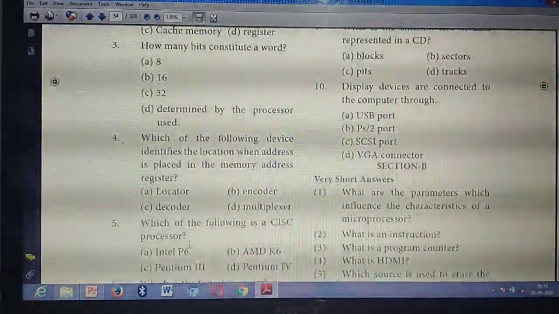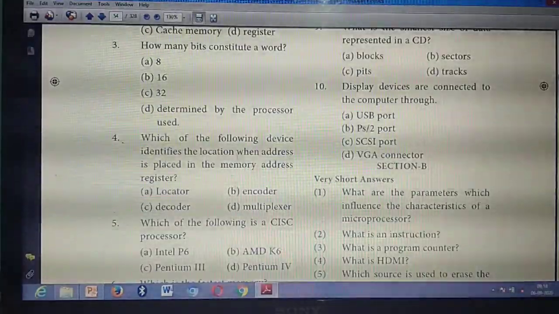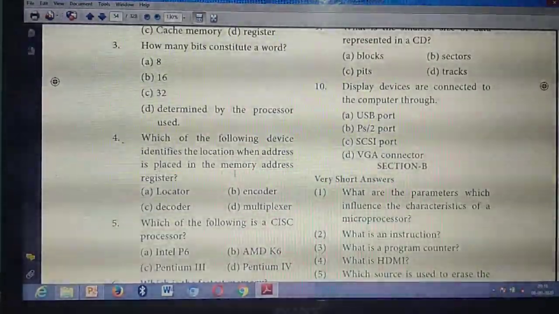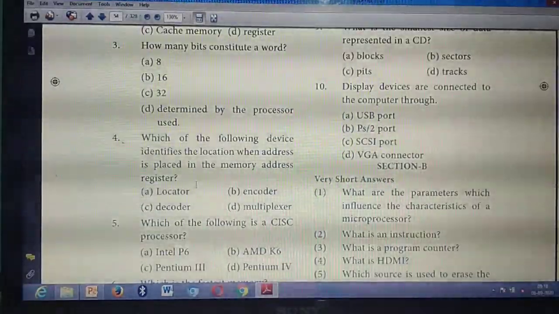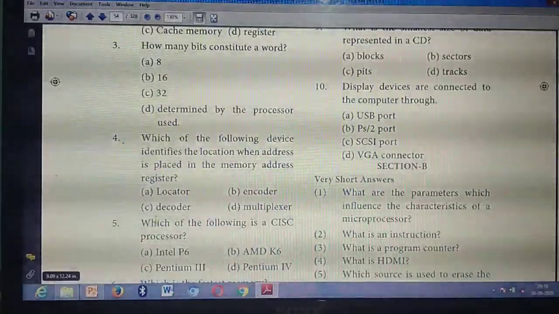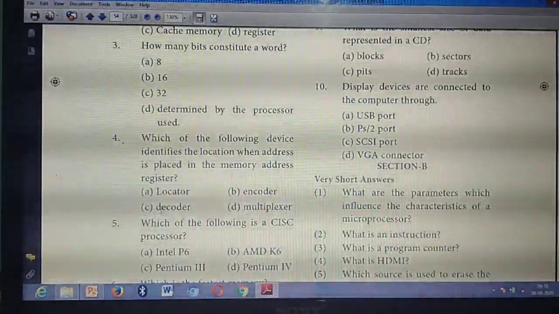Then fourth one. Which of the following device identifies the location when address is placed in the memory address register? Option C, decoder. The fourth question answer is option C, decoder.